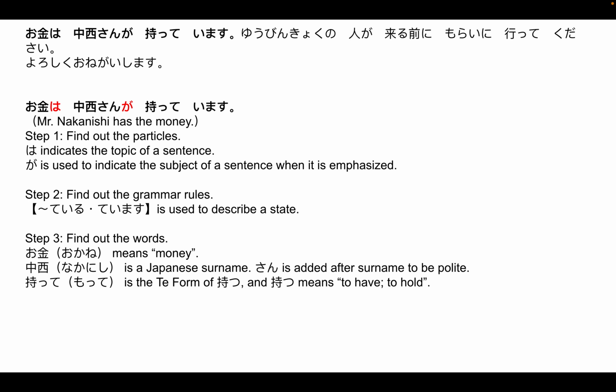お金は中西さんが持っています。Mr. Nakanishi has money. Wa indicates the topic of a sentence. Ga is used to indicate the subject of a sentence when it is emphasized. Teiru, teimasu is used to describe a state. Let's see step 3. Okane means money. Nakanishi is a Japanese surname and san is added after surname to be polite. Motte is a te form of motsu and motsu means to have, to hold.